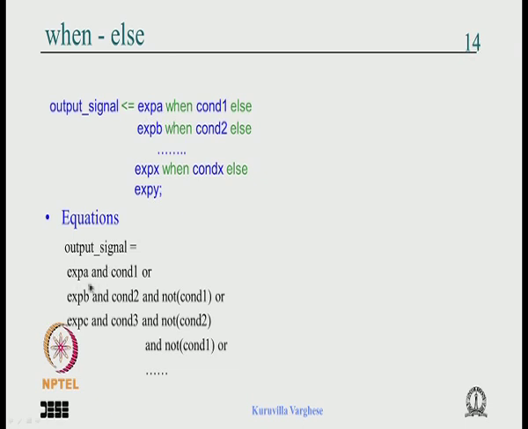It is still abstract, but the meaning is that the equation is expression A and condition 1, or, when you come here, it is a not of condition 1. So expression B and not of condition 1 and condition 2, okay. Or when you come here it is expression C and not of condition 1 and not of condition 2 and condition 3. So it expands like that.